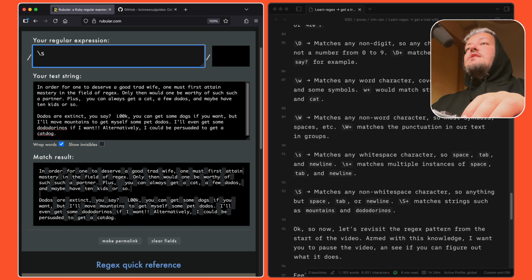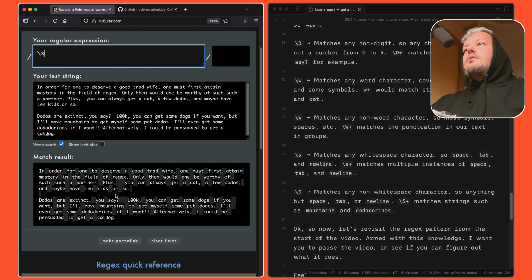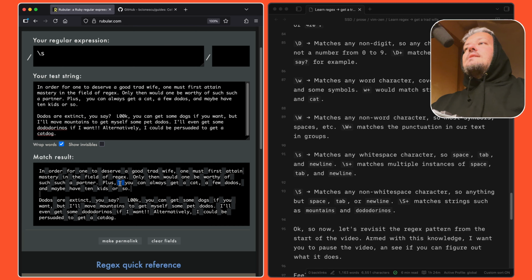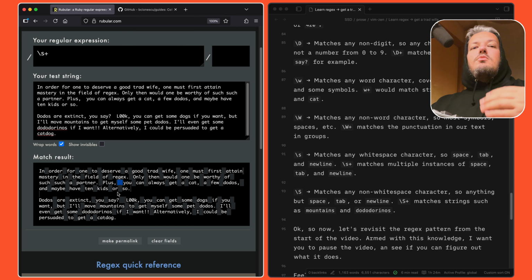Next up is lowercase s. This matches any whitespace characters, so space, tab, and new line. As you can see here, spaces are matched, same as the new line. However, as you can see by the highlighting, there are separate matches. If we do plus, then it matches multiple things in one go. So it will match two spaces here, for example.